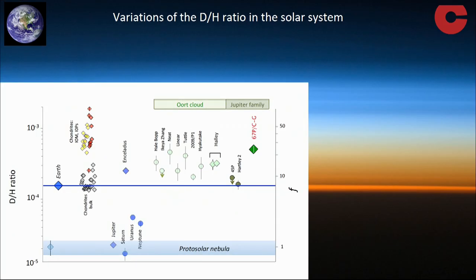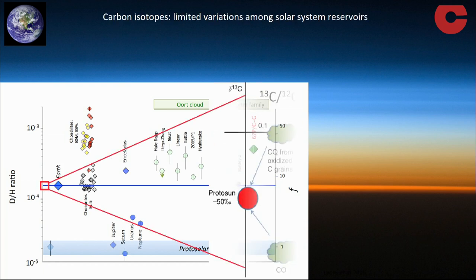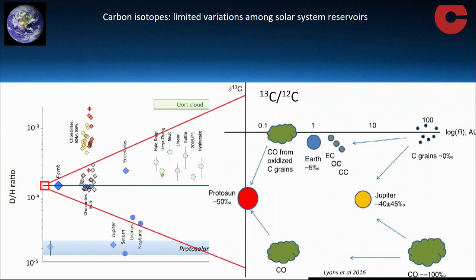And that's where the isotopes come in. So this is the D/H ratio variation in the solar system, so it's huge. Here, this was the protosolar nebula value that was inferred from the Jupiter atmosphere and from the solar composition. And in fact, we could do the same for carbon, but the problem for carbon is that you don't have such large variation. This is a comparison of the isotope variation of carbon with that of the D/H ratio, so it's at least one order of magnitude less.